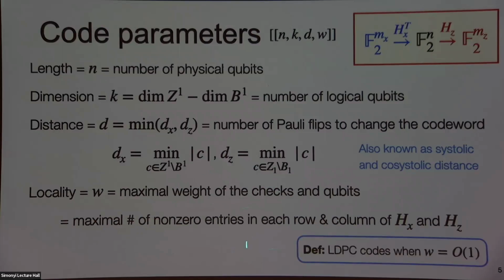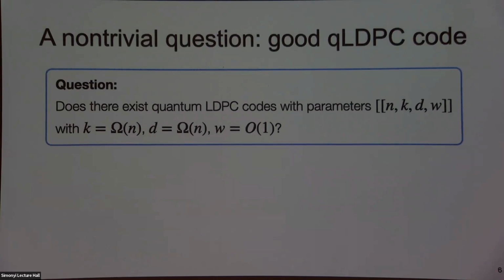In our context, we'll always care about these LDPC codes. That's when this W is constant or polylog. And so in other words, these HX and HZ are always sparse matrices. And so here there's already a non-trivial question, which is, does there exist a quantum LDPC code with these parameters? So K being linear in N, D linear in N, and W being a constant. So these are the best parameters one can hope for. And one can ask, can we achieve them? And turns out this was an open question for 20 years. It was only resolved recently in 2021.